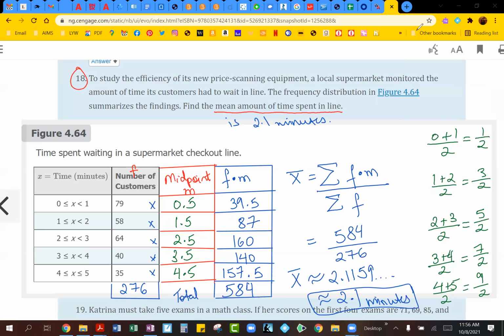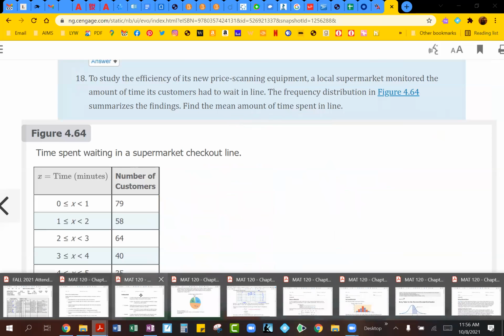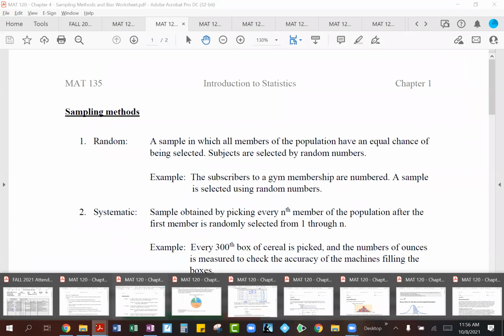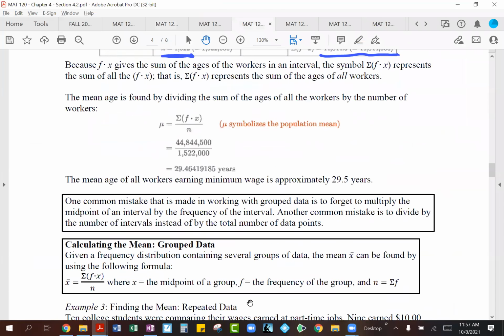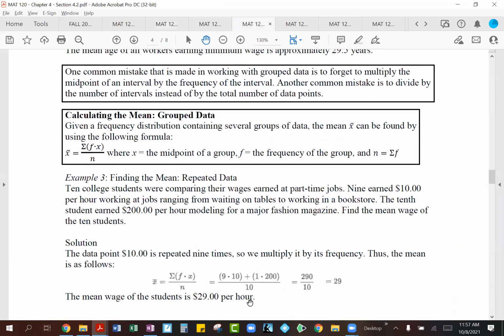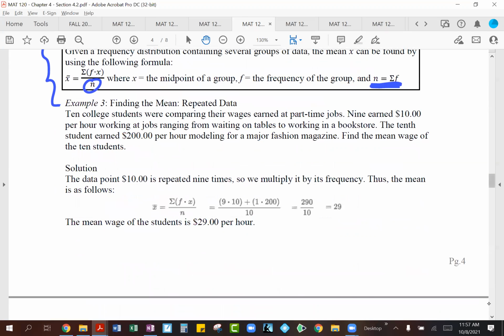Okay, let's save that. And your textbook actually is still calling the denominator an n, but just remember that n is the total of the frequency column, okay? So that's the formula over here.